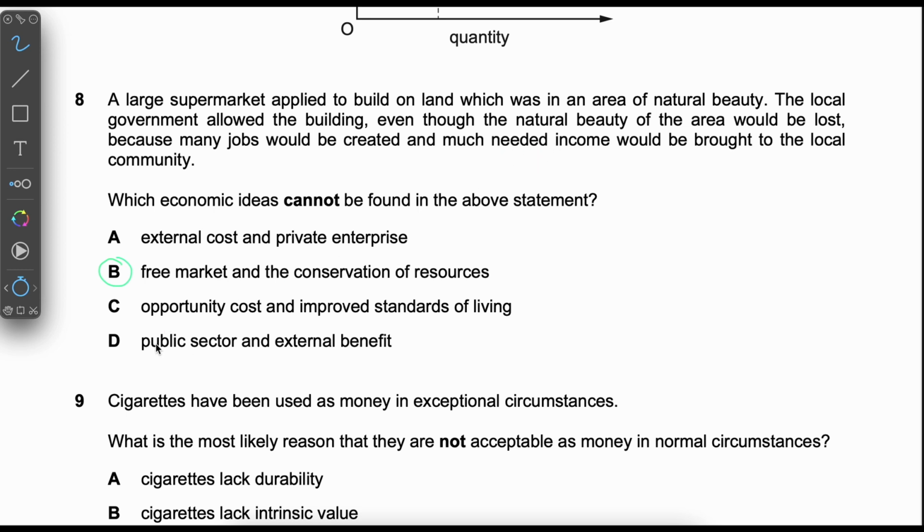Public sector. Well, we just saw that the government is involved. That's the public sector, so that is mentioned. And an external benefit. External benefit would be the jobs that would be created. It's providing a benefit for third parties who are not involved with the supermarket. So we've done it by process of elimination, and also we've proved that B is correct.